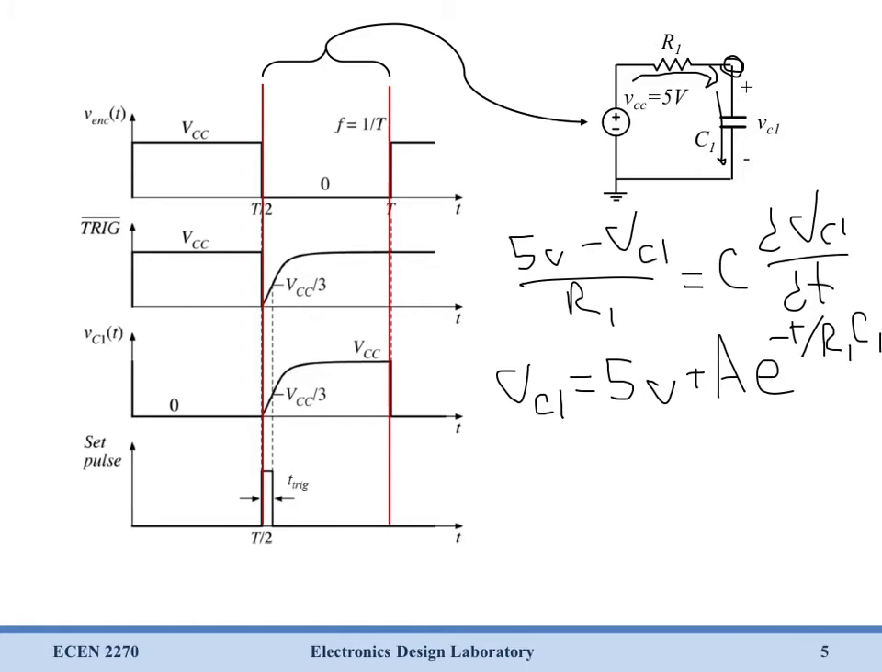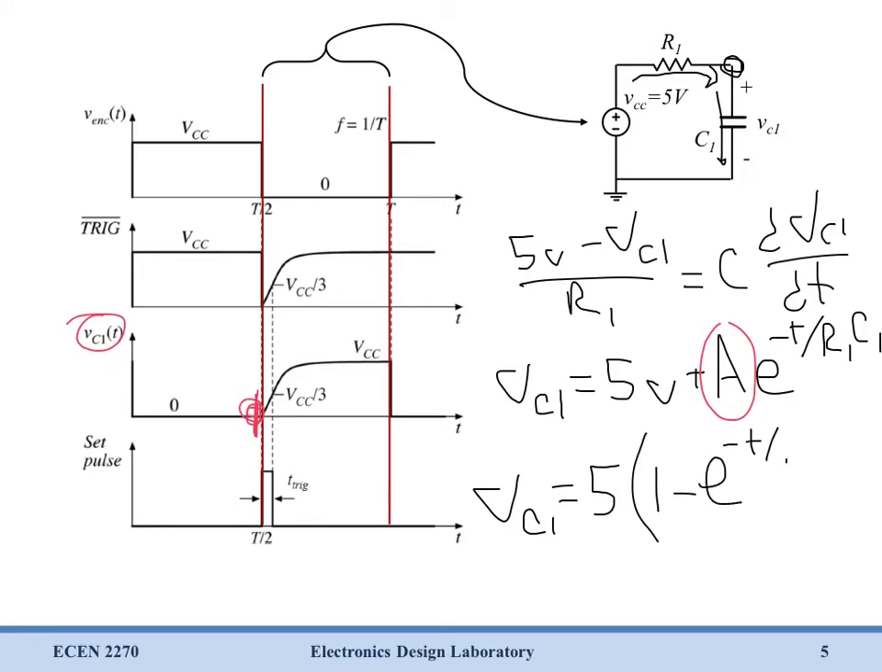Of course, we've left a constant in here because our initial conditions may be different. So if we take a look, what's the value of Vc1 at time 0? Well, it turns out that it's 0, our initial conditions are the exact same as before. So we can simply write the solution as Vc1 equals 5 times (1 minus e to the minus t over R1 C1). And here we can double check.